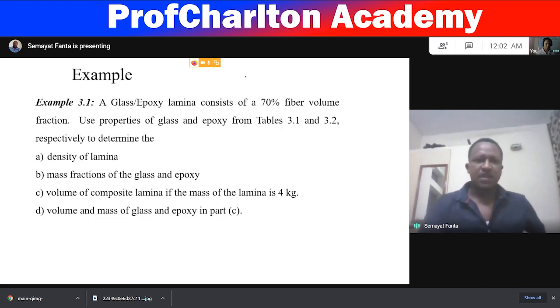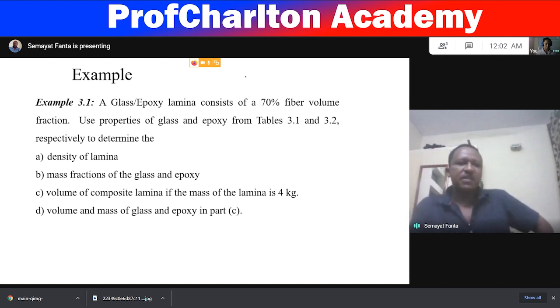For example, we can take one example here. Glass epoxy material, that is, glass is a fiber, epoxy is a matrix. So glass epoxy material having 70% of fiber volume fraction. So Vf is given 0.7. Use properties of glass epoxy from table 3.1 and 3.2.